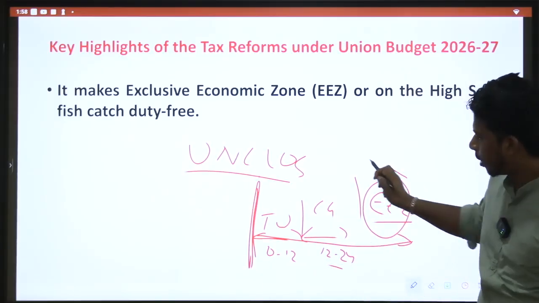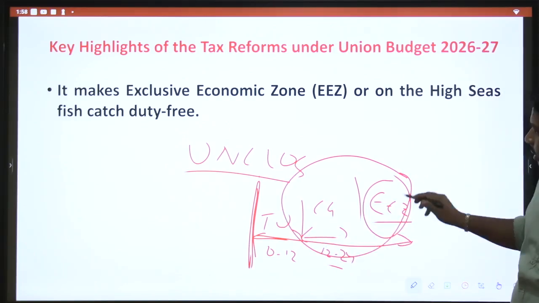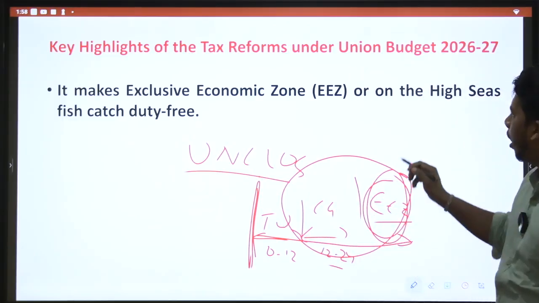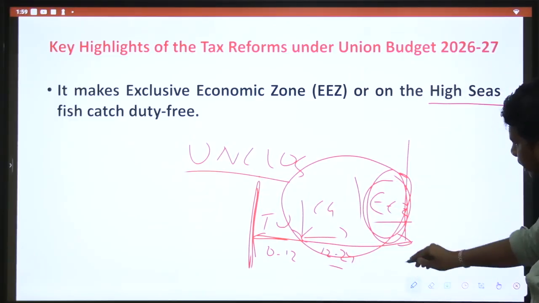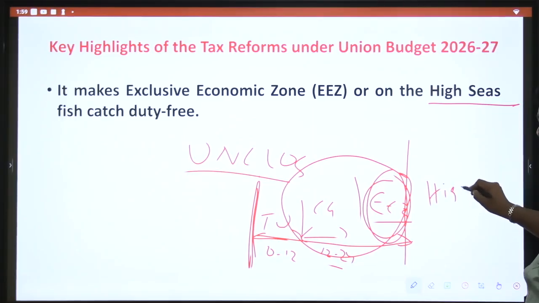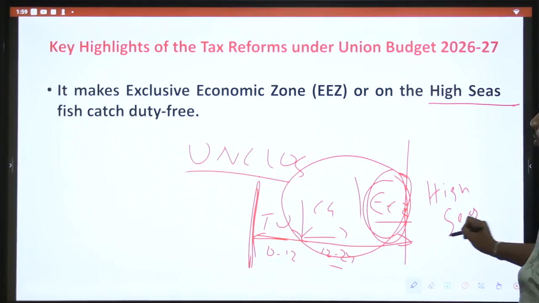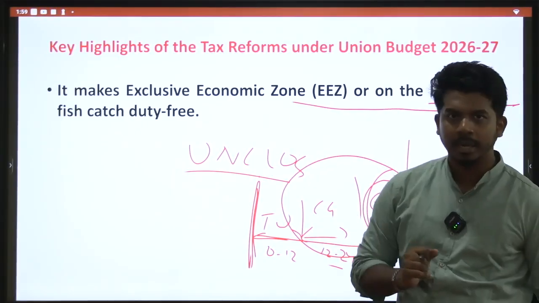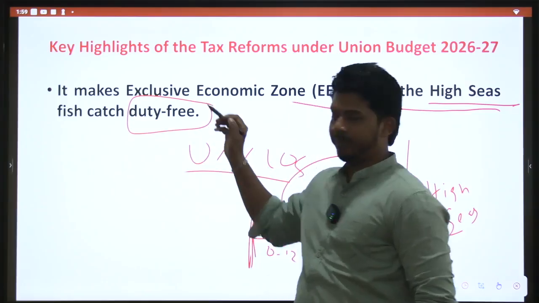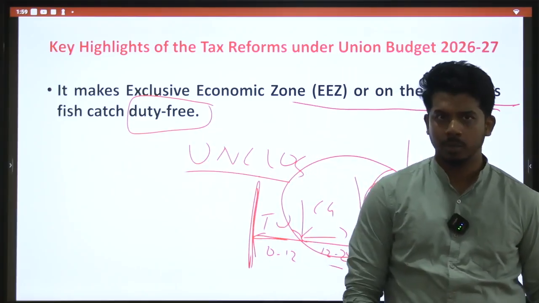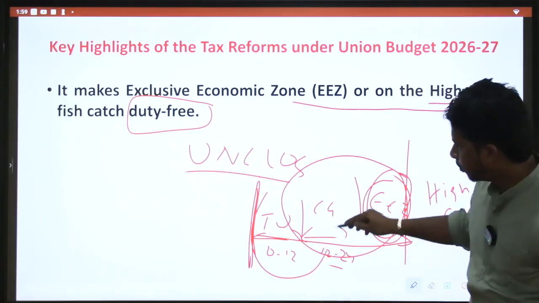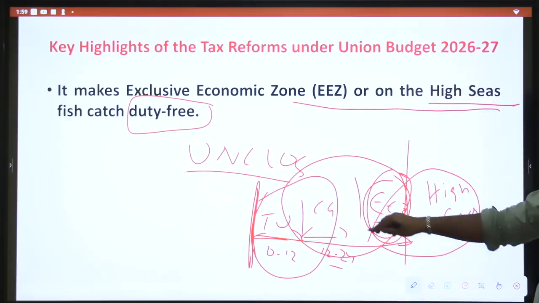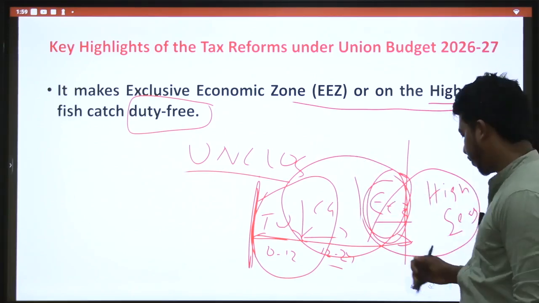So anyone who is catching fish in this exclusive economic zone, or even in the high seas, beyond this exclusive economic zone, and bringing it back to the country, it is duty free. Okay, they will not be paying any amount. They may pay in the contiguous zone or territorial waters, but they will not pay in the exclusive economic zone and high seas. So that is the concept here.